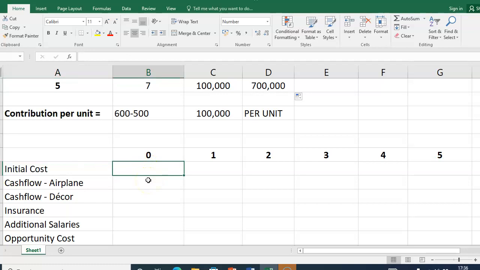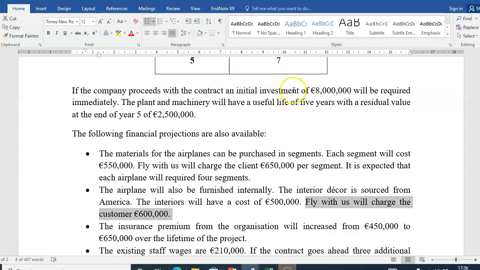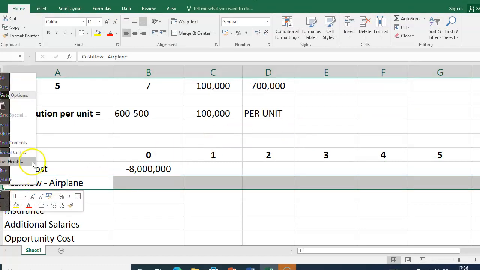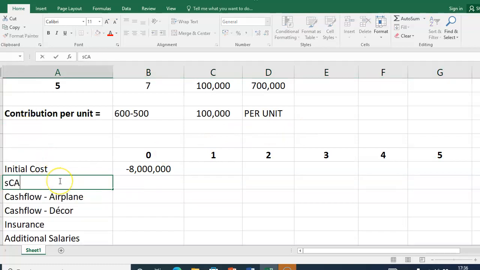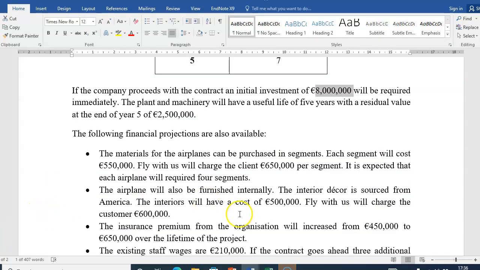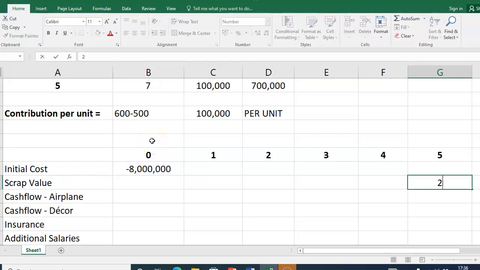So the first thing we're going to include is the initial cost. The initial cost is 8 million, so we're going to put in minus 8 million here. The next one we have is the scrap value of the machine. The scrap value goes in the final year of the project, and the scrap value for this particular piece of machinery is going to be 2.5 million. So we're going to slot that in.